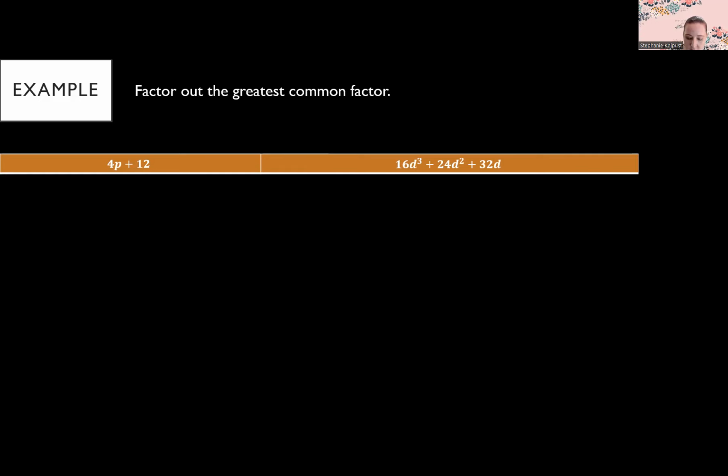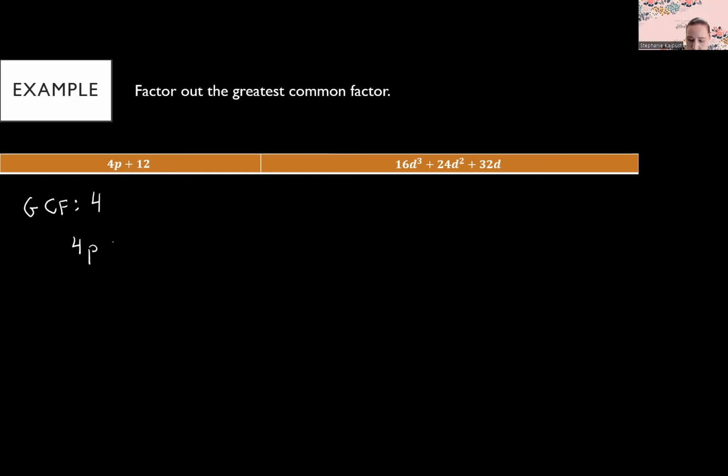So on the left, I have 4p plus 12. I need to find my greatest common factor. So I look at my numbers, 4 and 12. What is the biggest number I can divide out? I can divide those both by 4. I can't divide it by anything bigger than that. And then I've got p and then something without a p, so they don't have any variables in common. So my greatest common factor is just the number 4.